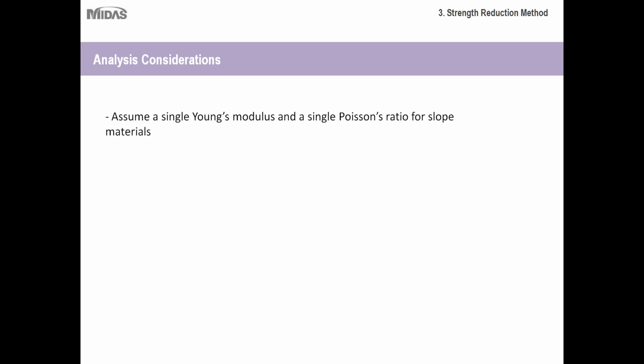But if you have a layer below it of, say, weathered rock or weathered soil, then that would have its own individual Young's modulus and Poisson's ratio. So just keep in mind that if you have a uniform layer of soil, then you don't really need to worry about having multiple Young's moduli or Poisson's ratios for them. Only one is really needed.